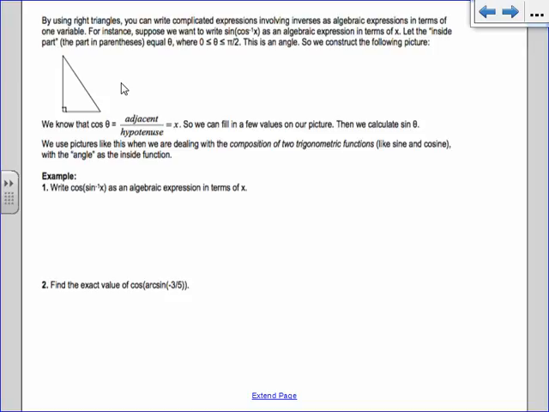All right, so by using right triangles, you can write complicated expressions using inverses as algebraic expressions in terms of one variable. For instance, suppose we want to write sine of inverse cosine of x. I don't have a number, I just have inverse cosine of x, and I want to write it as an algebraic expression in terms of x. Well, what we end up doing is we let the inside part, inverse cosine of x, be theta. So I'm going to have sine of theta now, because I'm letting inverse cosine of x be theta, which we know is equal to some angle, right?